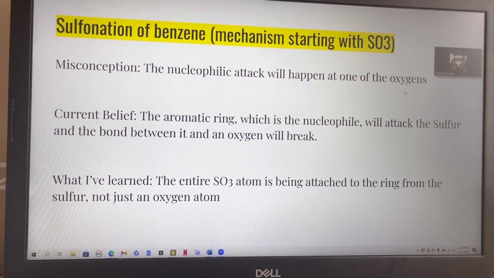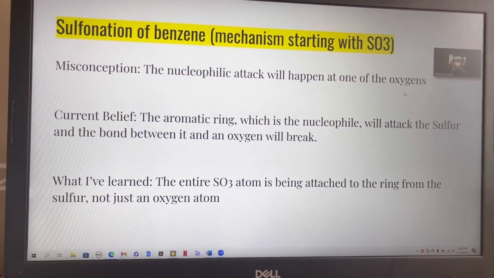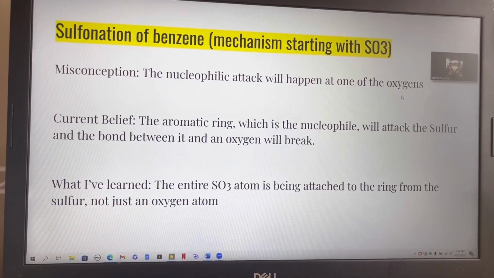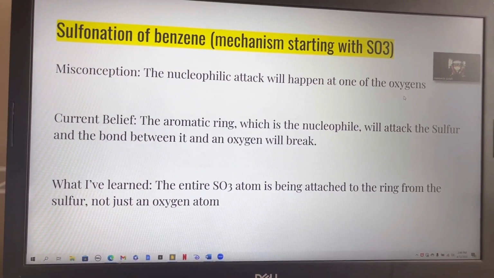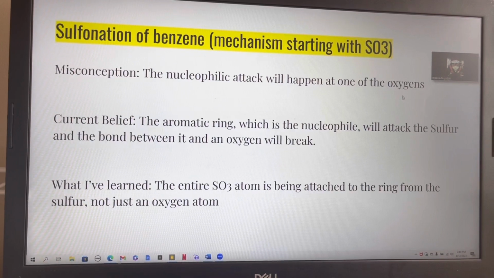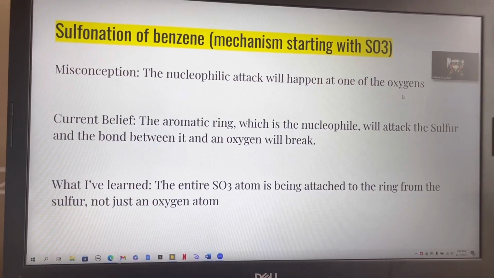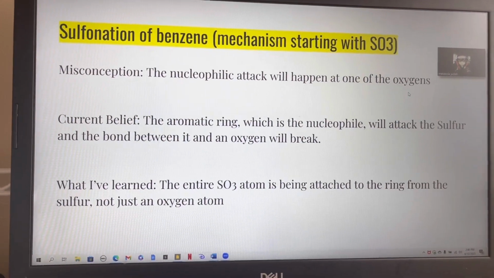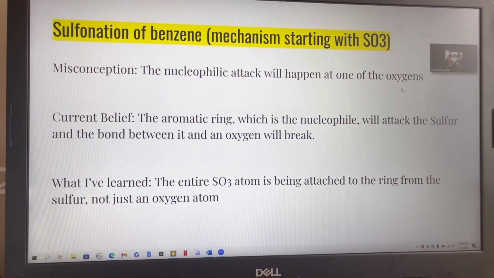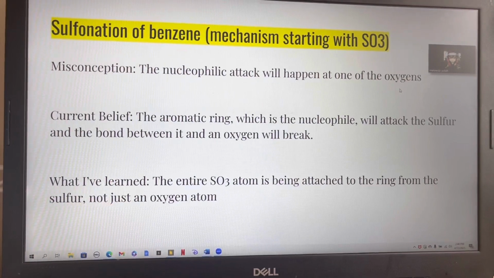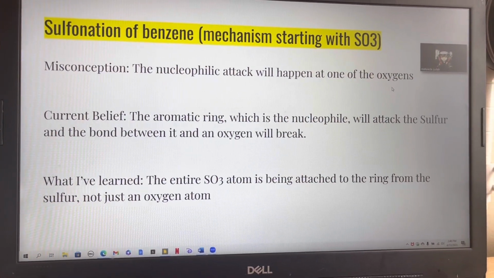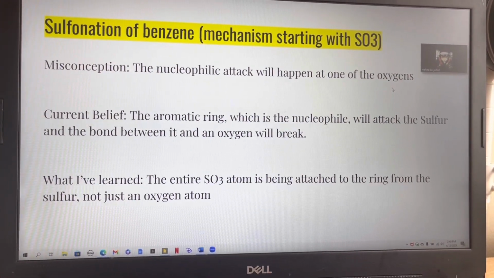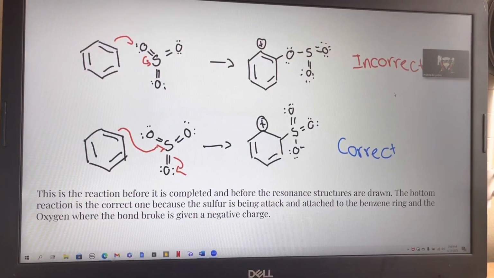Sulfonation of benzene, mechanism starting with SO3. The misconception is that a nucleophilic attack will occur at one of the oxygens. The current belief is the aromatic ring, which is the nucleophile, will attack the sulfur, and the bond between it and the oxygen will break. I've learned that the entire SO3 group is being attached to the ring from the sulfur and not just the oxygen atom.